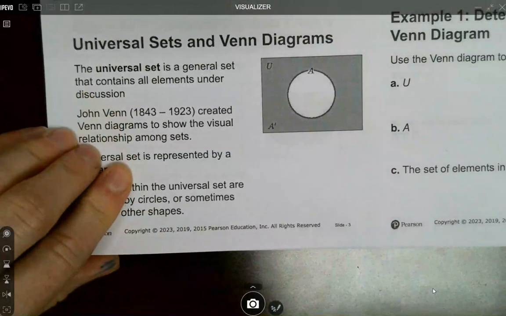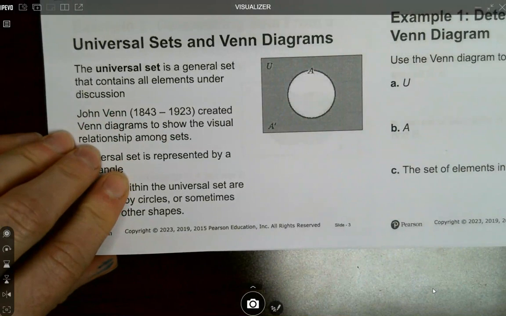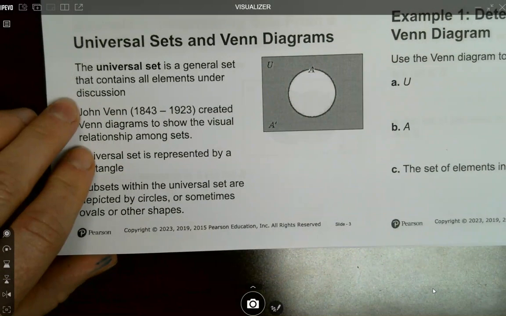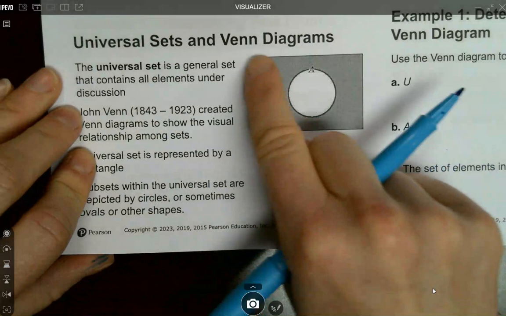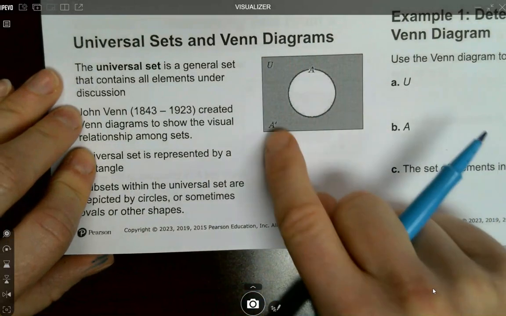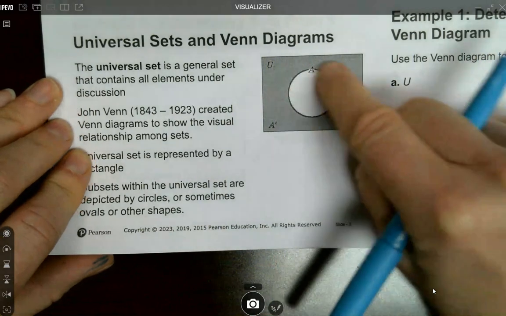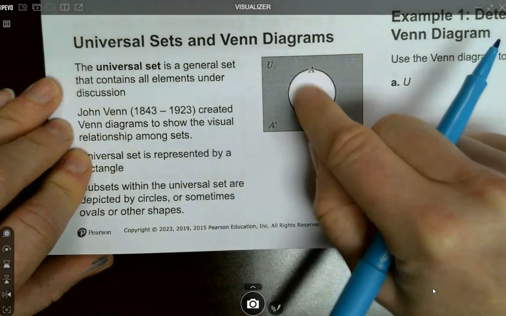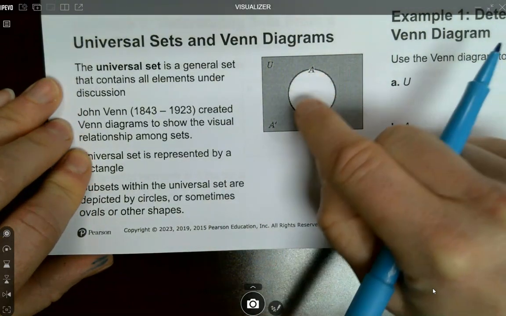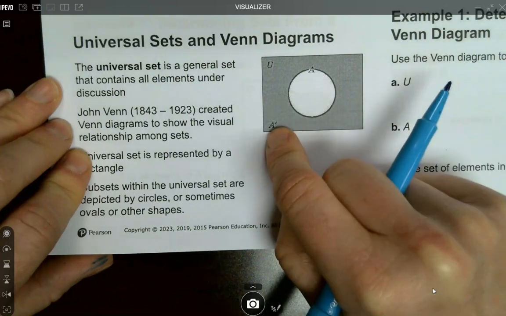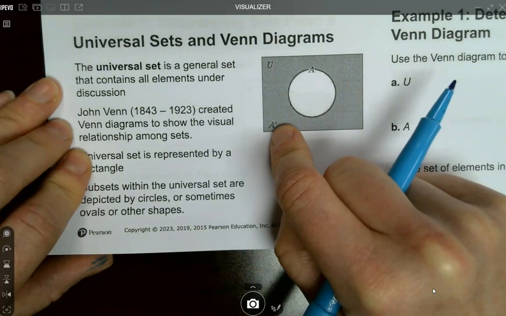The universal set is a general set that contains all the elements under discussion. So it's the box. Whatever is in the box is the whole set. So A is this circle, whatever's in this circle. The complement of A is A prime. So it's A apostrophe.